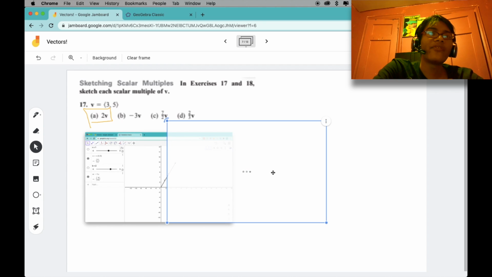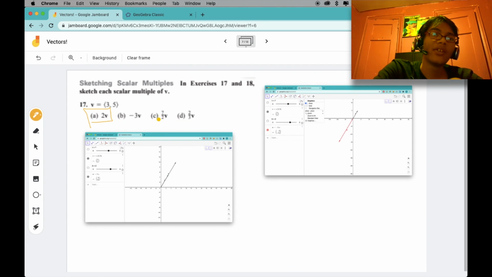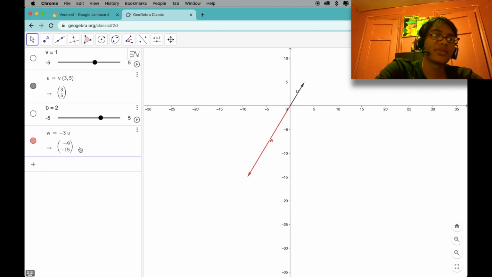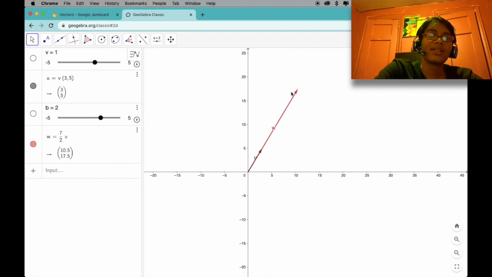What about a fractional amount of our vector? Let's say 7 over 2. What if we take 7 over 2 of our vector? It's not too bad. I just type that in, 7 over 2 of our vector, and that sends my vector to this kind of arbitrary point. You can see the actual components of my vector.